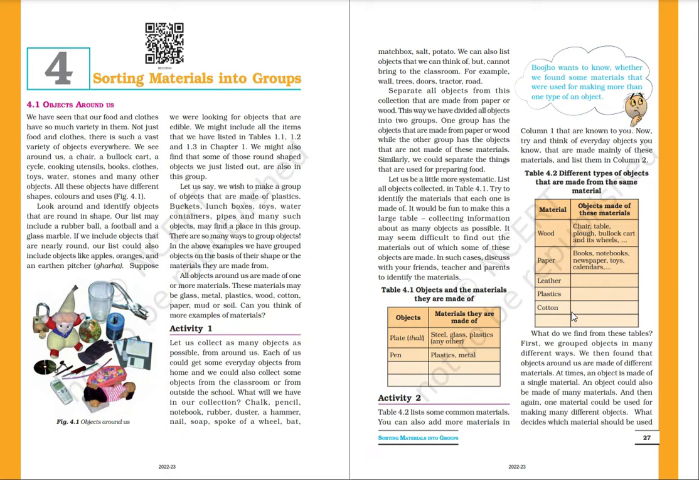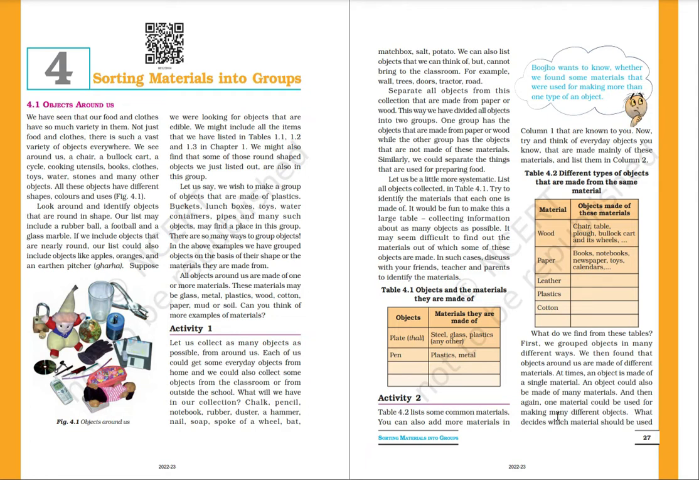What do we find from these tables? First, we've grouped objects in many different ways. We then found that objects around us are made of different materials. At times, an object is made of a single material, and an object could also be made of many materials. Yes. And then again, one material could be used for making many different objects.